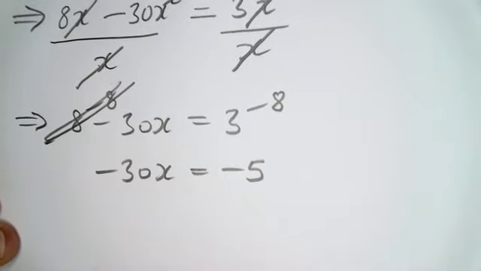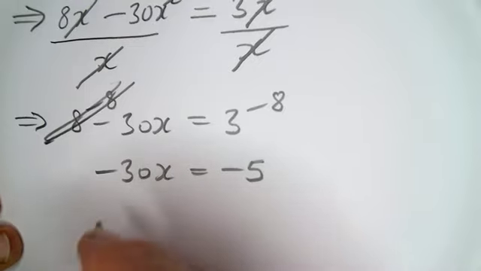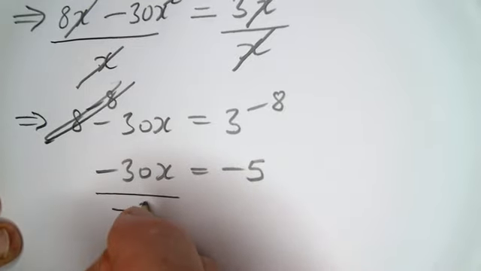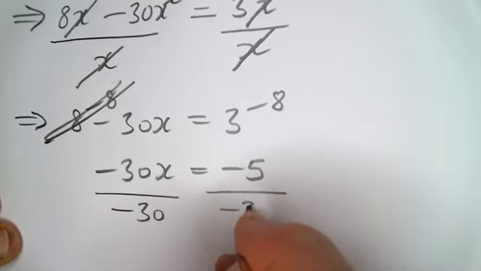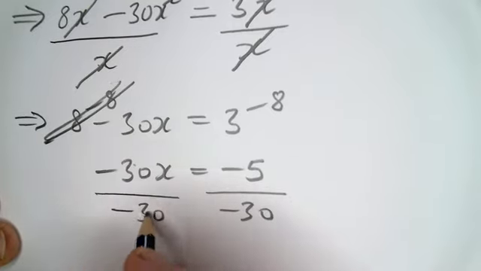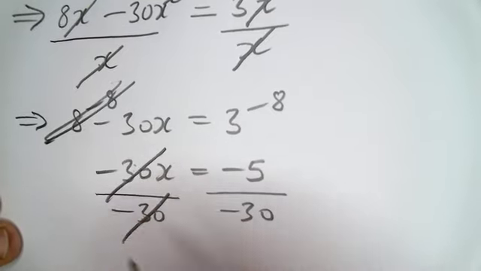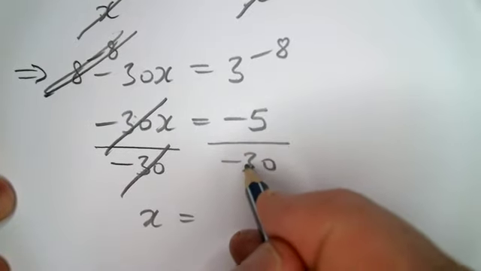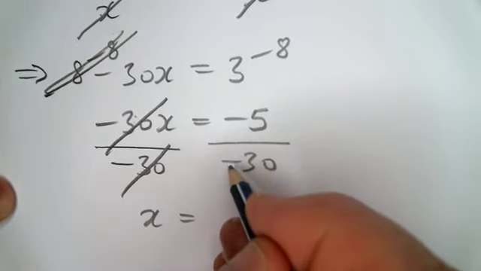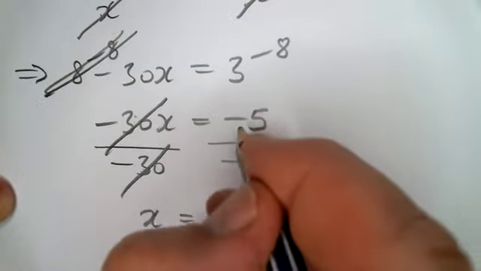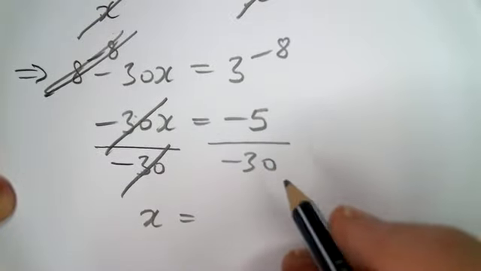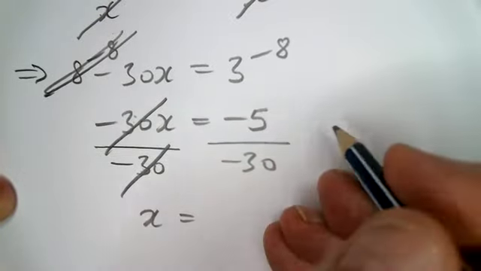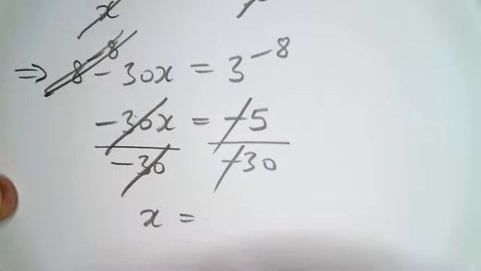And now I can simply get rid of the known on this side. So I'm going to divide both sides by negative 30. Negative 30 divided by negative 30 is 1, leaving me with an x. Negative 30 and negative 5, well, notice I've got a negative and a negative. If I've got two negatives, they cancel each other out. In other words, a negative divided by negative is a positive, so I can just cross those out.